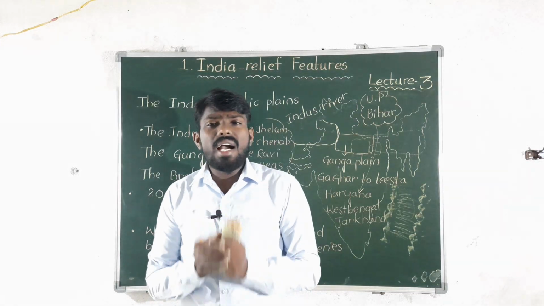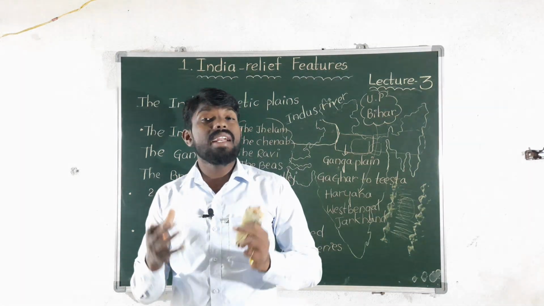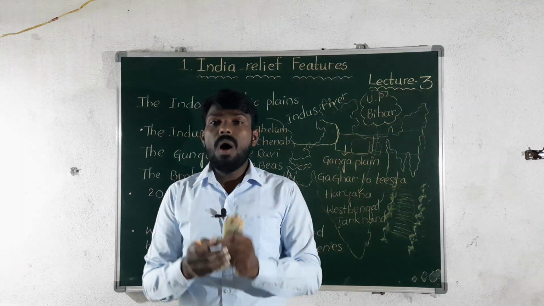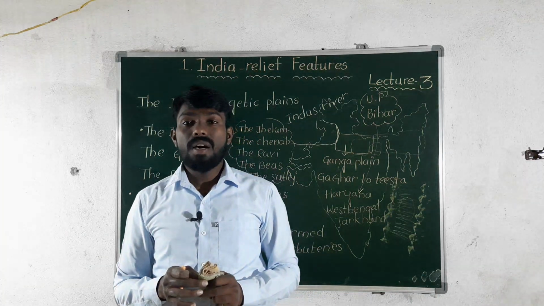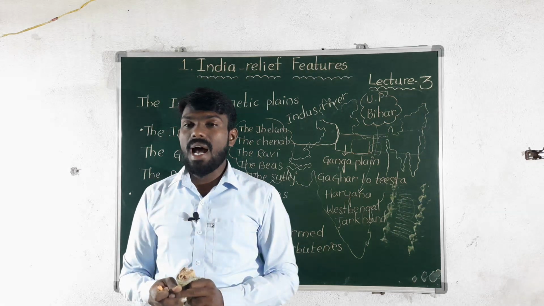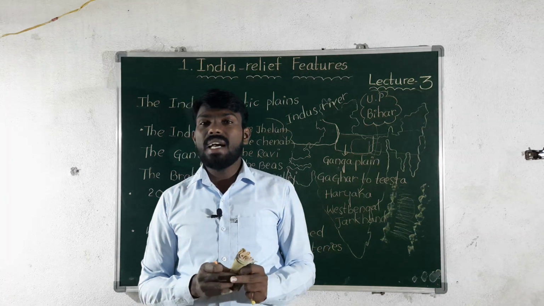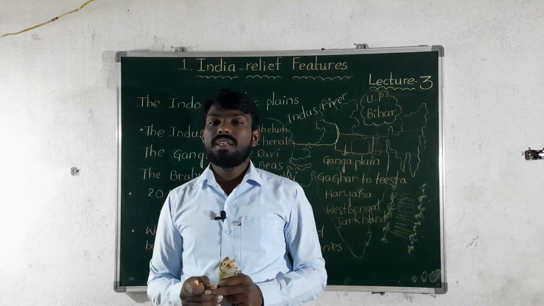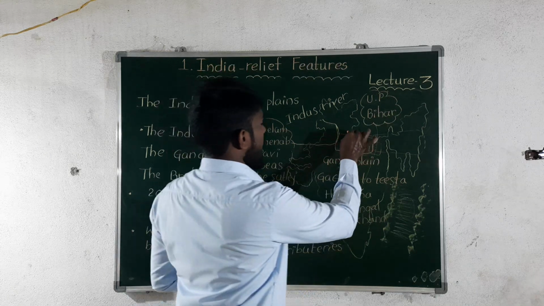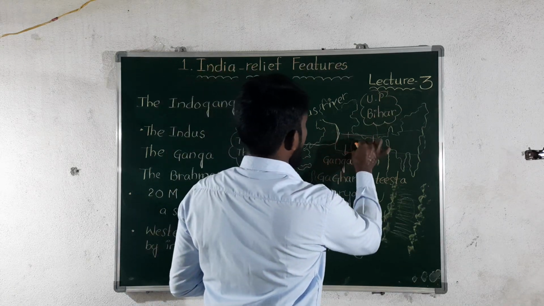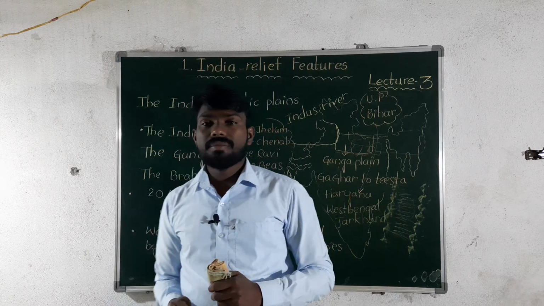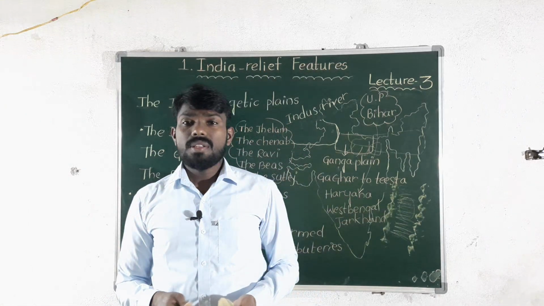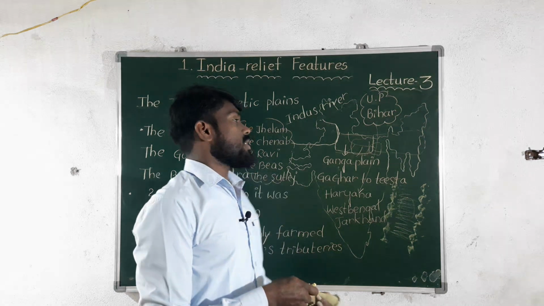Here, the river Ganga, Yamuna, and their tributaries, Son, Kosi, etc., drain. Once again, the rivers Ganga, Yamuna, and their tributaries drain. Now the eastern part.